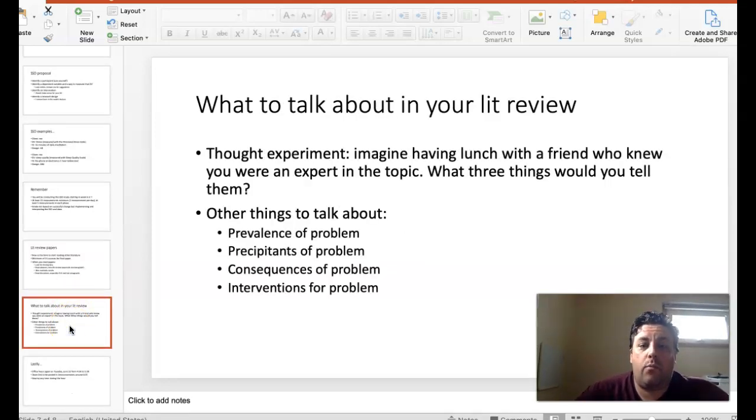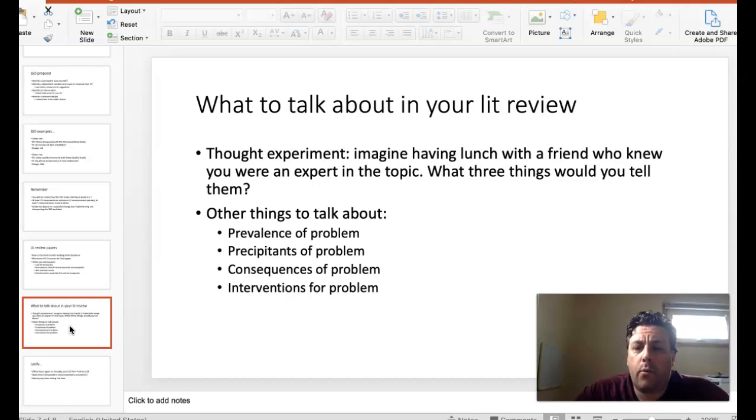So what kinds of things are you talking about in a lit review? Well, that's a hard question to answer for everyone because everyone's topic is different. And it's actually hard to do without having read the literature first. So the first thing you're really going to want to do is read and take notes on those minimum of 15 articles that you'll find.